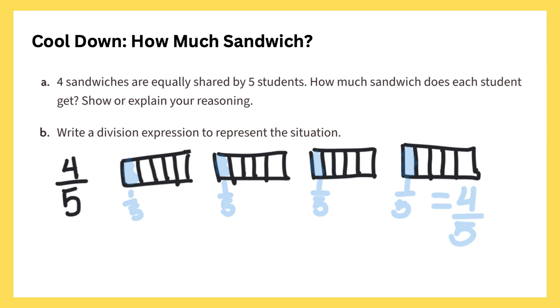And then B says write a division expression to represent the situation. Well, we know if we have 4, not sure why the pen changed color, sorry about that. We know we have 4 sandwiches. They're being shared equally or divided by 5 students. This is going to be our division expression. And we can go ahead and answer it. And the answer is going to be 4/5.